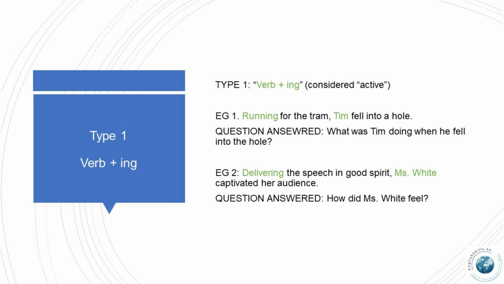Delivering the speech in good spirit, comma. Ms. White captivated her audience. Now notice Ms. White captivated her audience is an independent idea. It's a complete idea. And also we want to know what was Ms. White doing, or how did she feel? Well, that's the question that's being asked. How did Ms. White feel delivering the speech in good spirit? Good spirit means that somebody feels good. Pause the video, steal as many ideas as you can and put them into your essays.